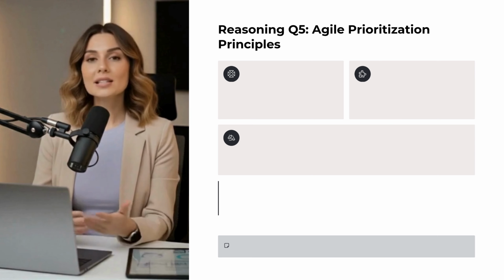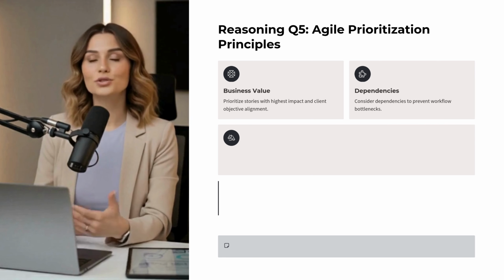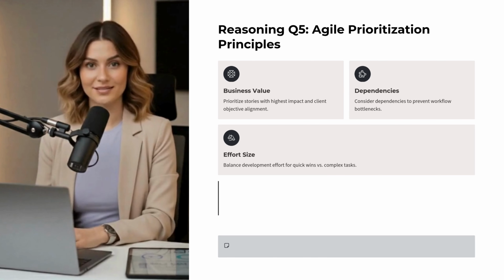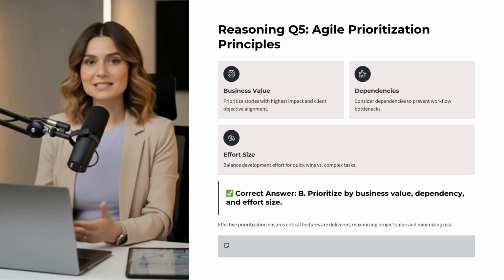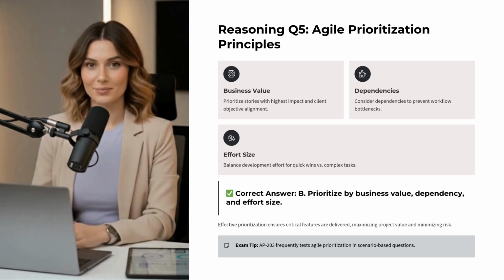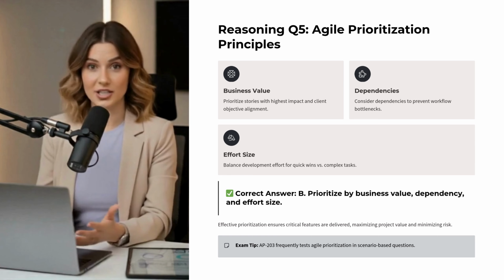Reasoning. Prioritization ensures project flow. You start with high-value, low-dependency stories, keeping customer outcomes at the center. Correct answer. B. Prioritize by business value, dependency, and effort size. Exam tip. CertsHero includes interactive, sprint-based case questions that test agile prioritization logic.